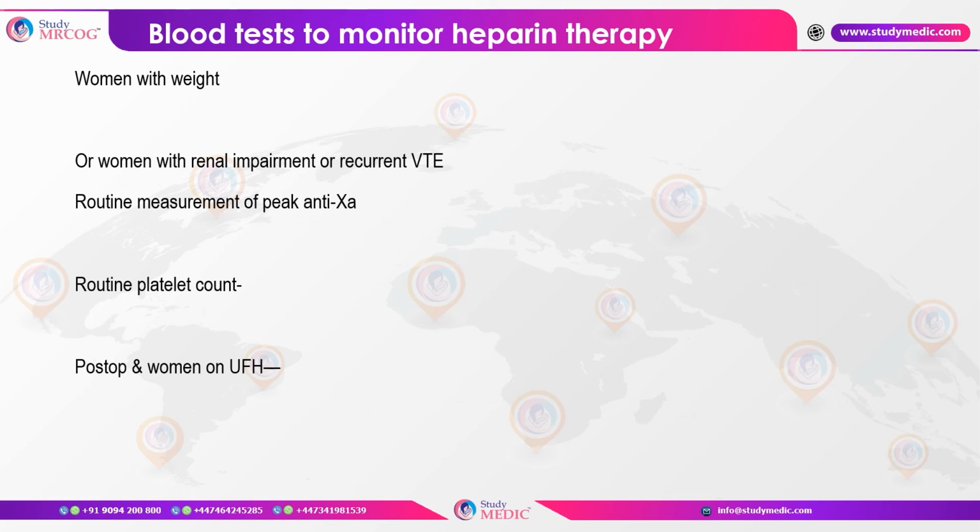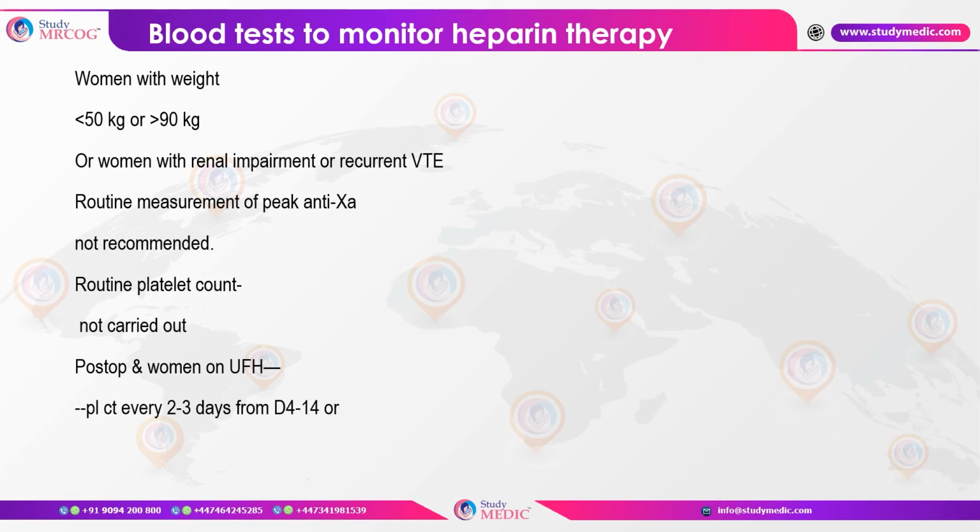Now, which are the blood tests that you will monitor whenever you are giving heparin? So, women who have a weight of less than 50 kg or more than 90 kg, or women with renal impairment or recurrent VTE, for them you will be doing these blood tests. Routine measurement of peak anti-10A activity is not recommended. Routine platelet count is usually not carried out, and blood tests you will do post-operatively.